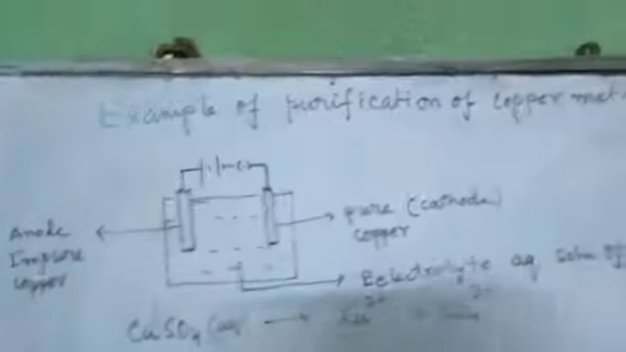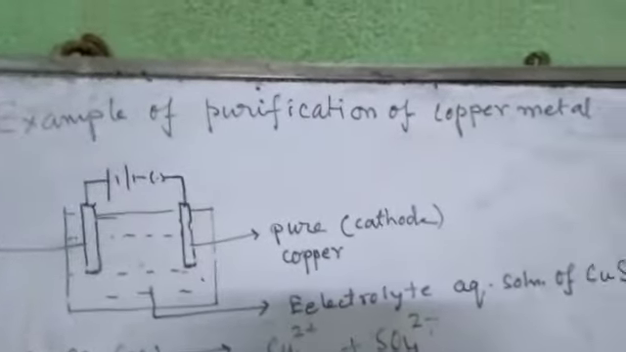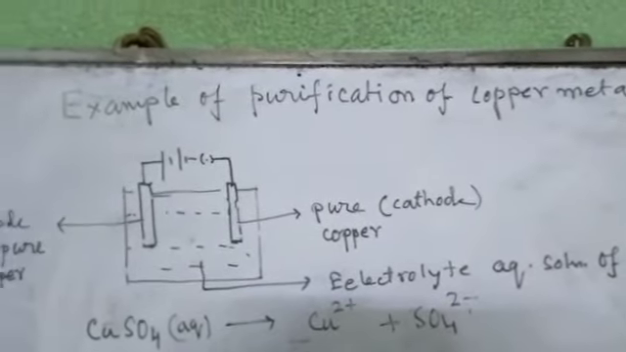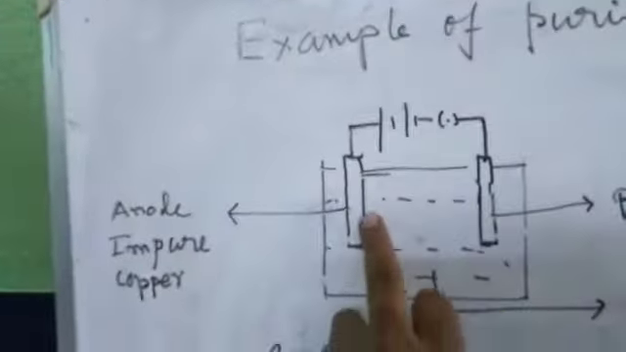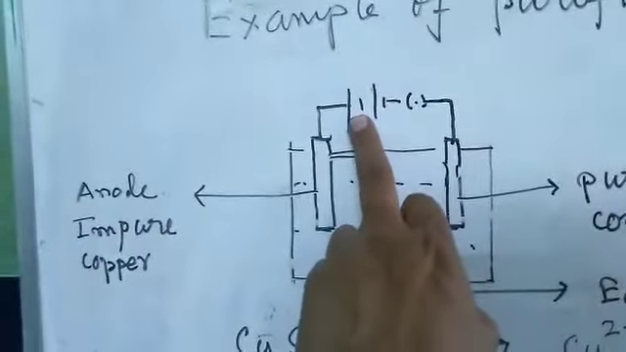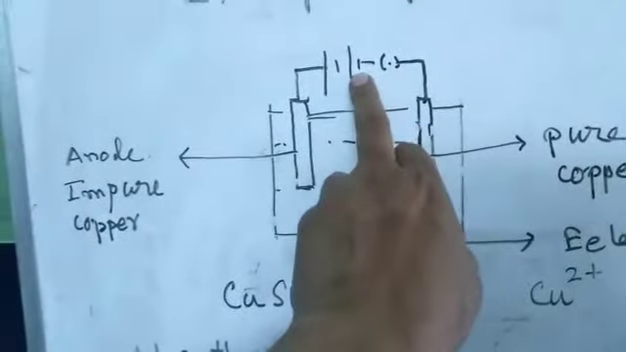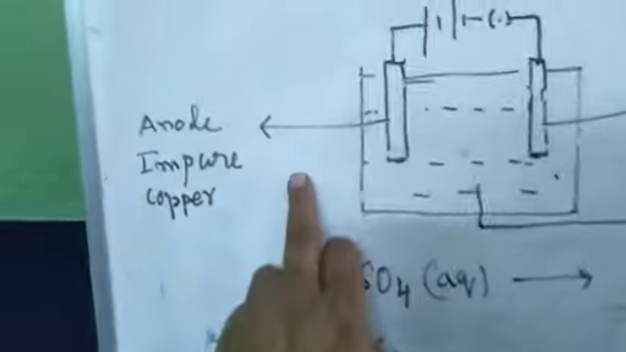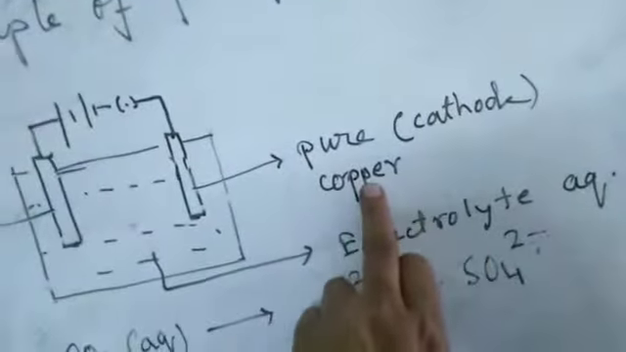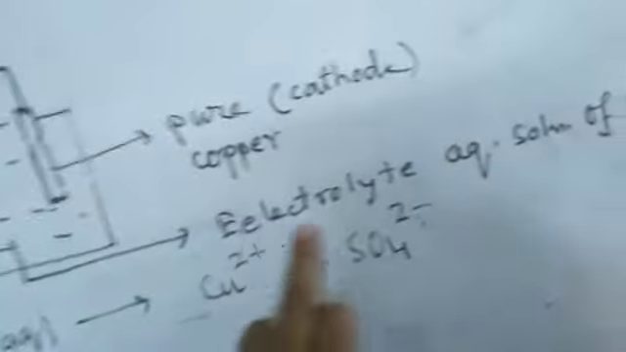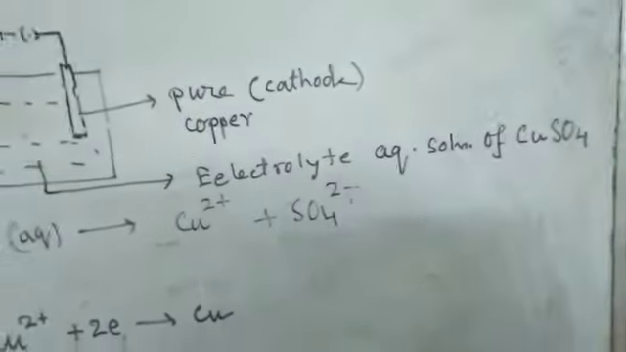Now I give the example of purification of copper metal. Here you just see, for purification of copper metal, the anode is connected to the positive terminal of the battery source, and the cathode is connected to the negative terminal of the battery source. The anode is an impure copper strip and the cathode is pure copper, and the electrolyte taken is the aqueous solution of copper sulfate.